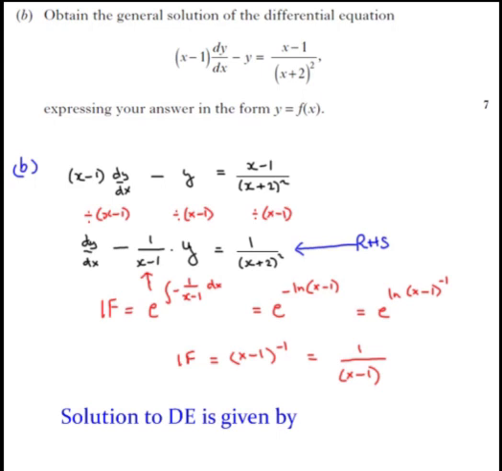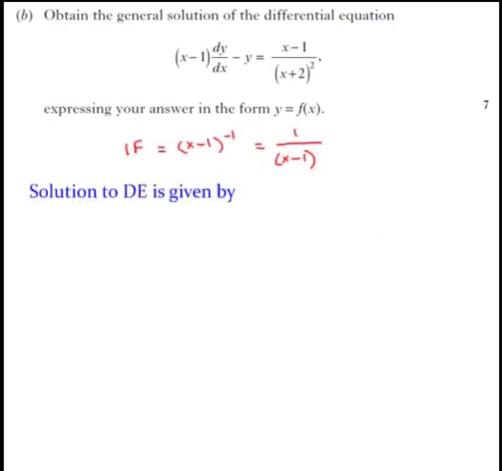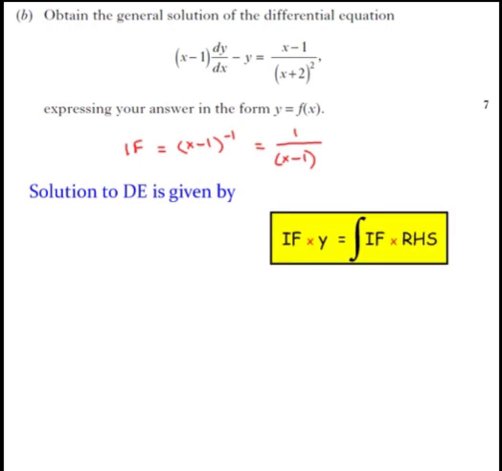The solution to the differential equation will then be given by the integrating factor times y is equal to the integrating factor times the right hand side that I pointed out earlier. So that's y times 1 over x minus 1, or y over x minus 1, is equal to the integral of 1 over x minus 1 times the right hand side, which was 1 over x plus 2 all squared. So that's the integral of 1 over x minus 1 times x plus 2 all squared on the bottom. And this was from part A.